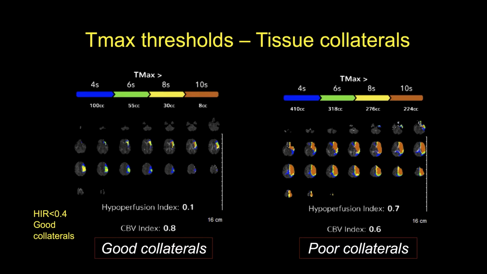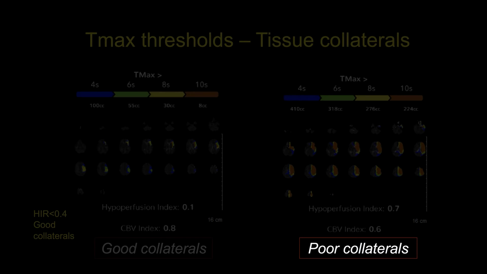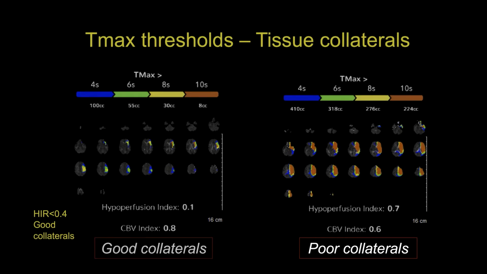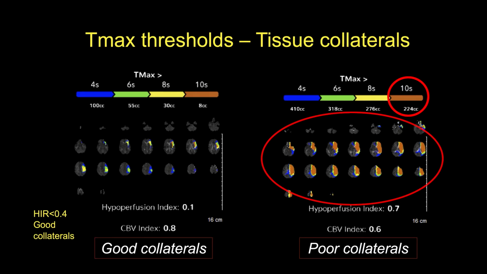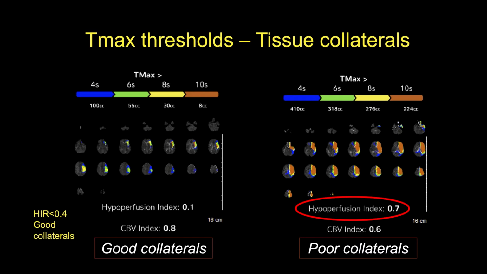What is that delay? The other example is poor collaterals. And again, this is almost like a no-brainer. Look at that 10 seconds, all that red in that area of left MCA. And what that is telling me is the hypoperfusion index is high.